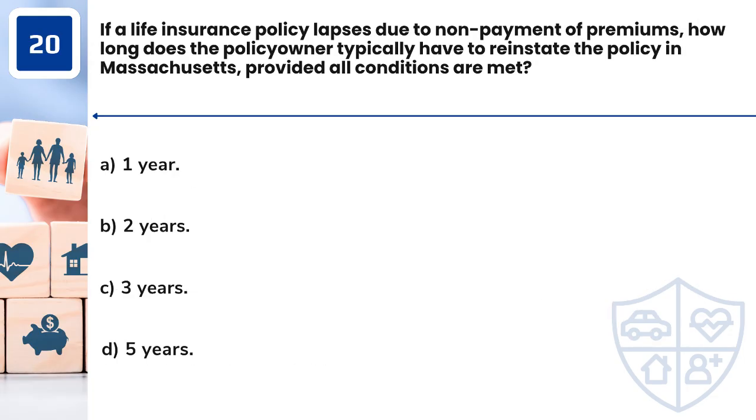Question 20. If a life insurance policy lapses due to non-payment of premiums, how long does the policy owner typically have to reinstate the policy in Massachusetts, provided all conditions are met? A. 1 year. B. 2 years. C. 3 years. D. 5 years.